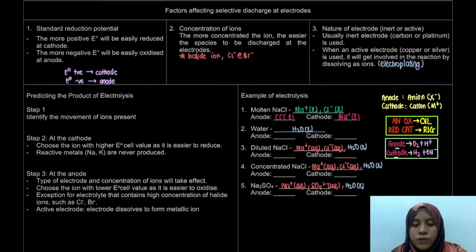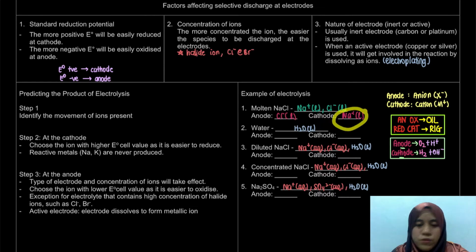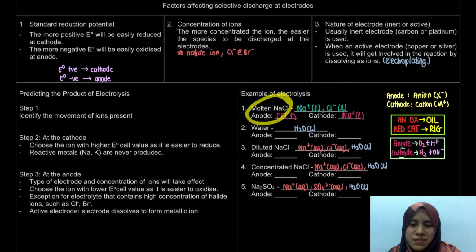Okay, only for this case is sodium chosen, because here we mentioned that reactive metals are never produced. But for the case of molten, it is the exception, because we don't have anything other than the Na+ itself. So that's why we have to choose the Na+. Only for the case of molten.